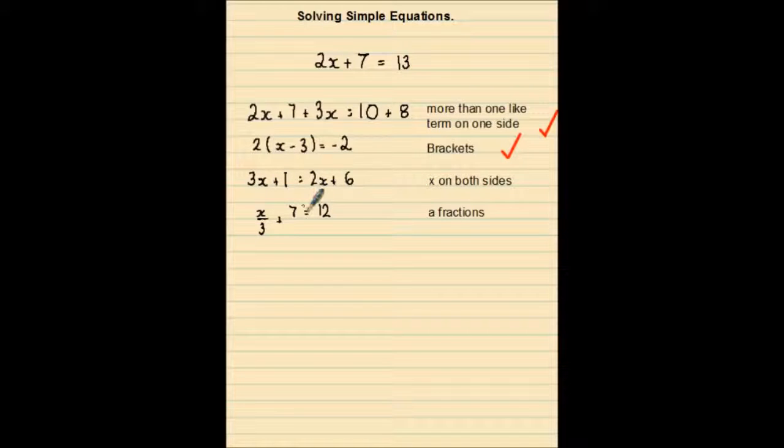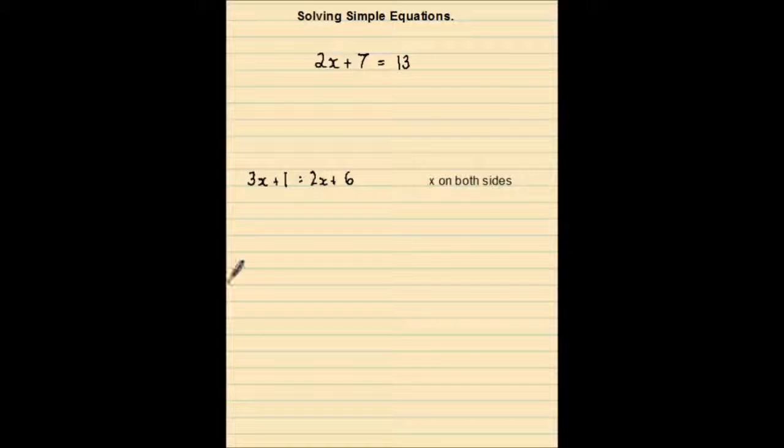In the third type of equation, we have an x on both sides. And this is how we'll deal with it. Decide which x you wish to keep, this one or this one. But it always makes sense to keep the largest. So we'll keep this and get rid of the 2x.